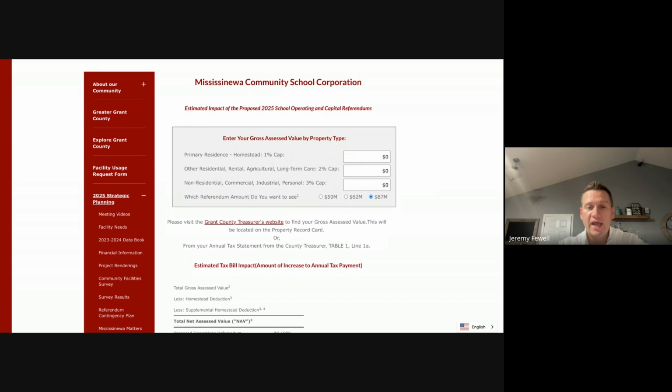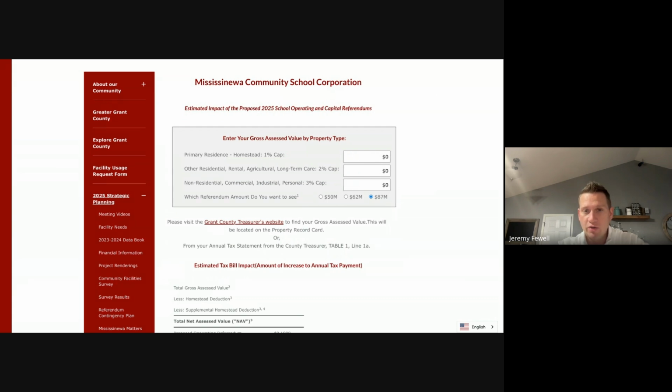If you own rental properties, you need to plug your gross assessed value into this portion right here, the 2% cap. If you are a business owner and you want to see the impact for your business property, you need to insert the gross assessed value number into this third item.